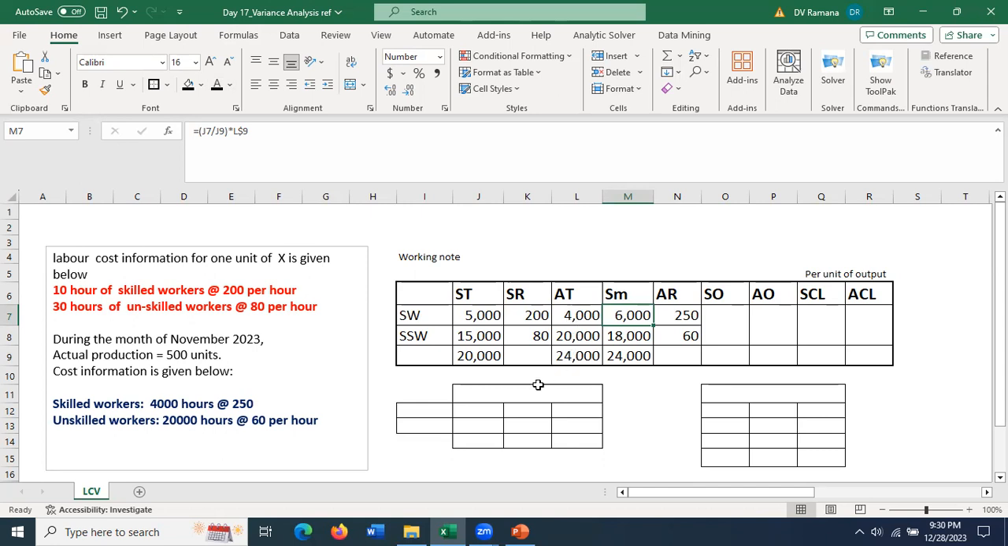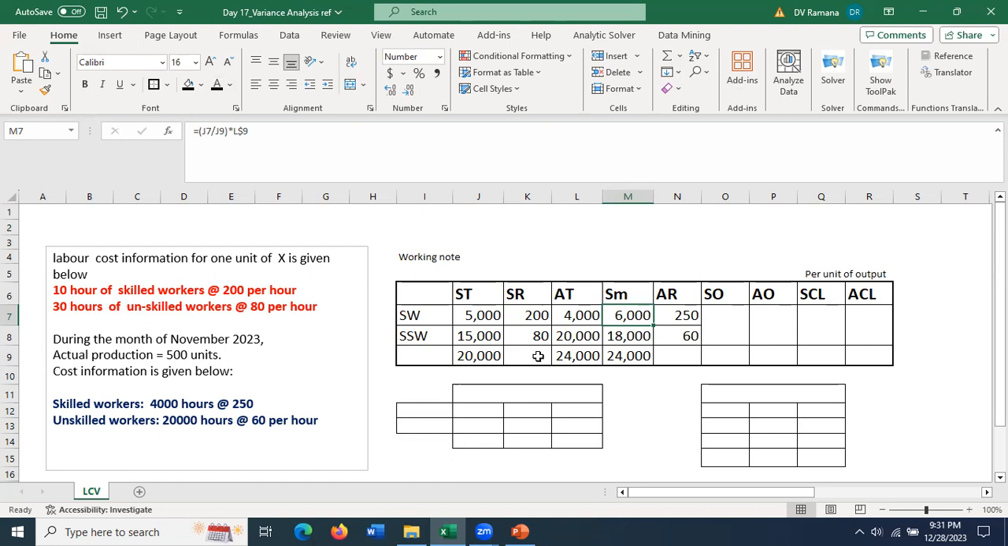So to summarize once again, time has changed, hours consumed and expected have changed, the expected rate and actual rate have changed, and also the mix has changed, the composition of the team has changed. We have used less of skilled workers and more of unskilled workers. Obviously, there will be some cost variance.